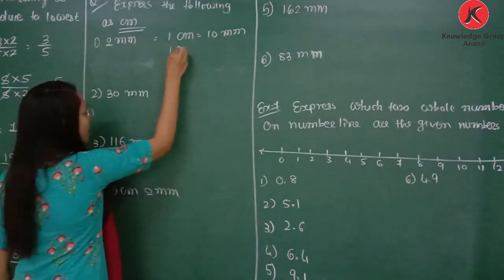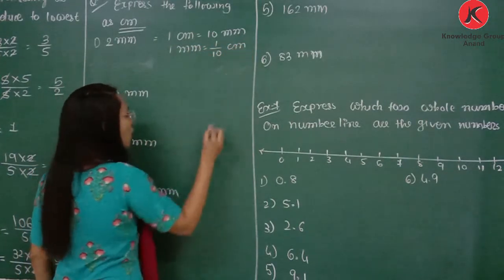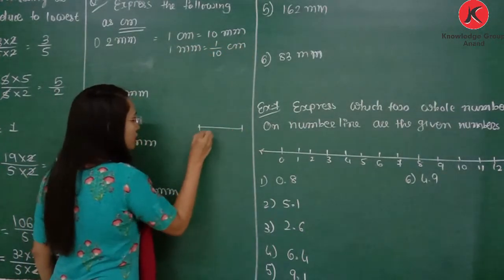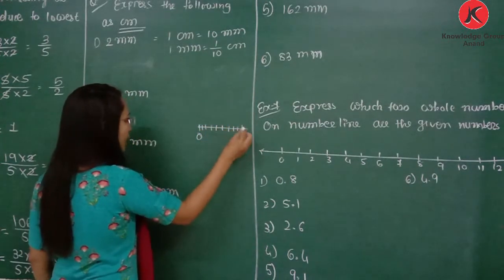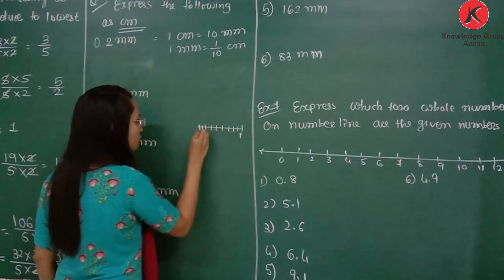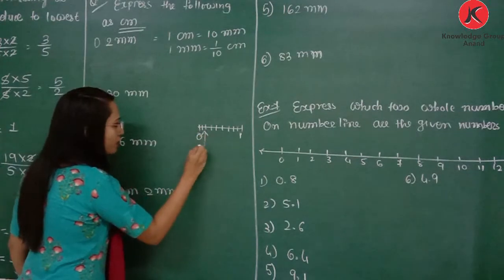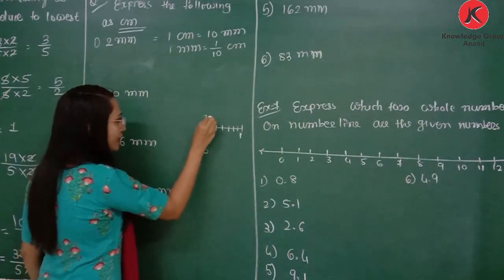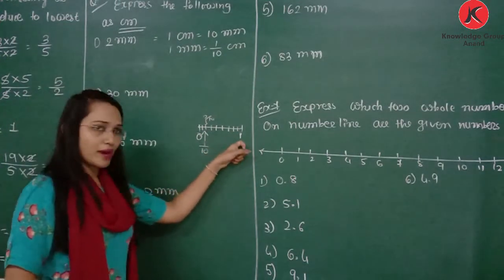So what is 1 mm? 1 mm is equal to 1 by 10 centimeter. On a scale, if we draw 1, 2, 3, 4, 5, 6, 7, 8, 9 and 10. So this is 1. Now there are 10 parts, so each part represents 1 by 10, this is 2 by 10, this is 3 by 10, 4 by 10. Likewise, this is 10 by 10.